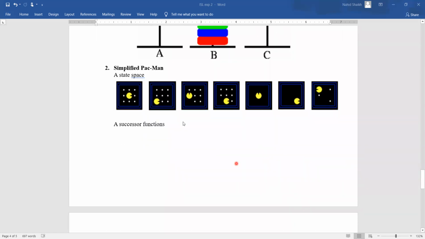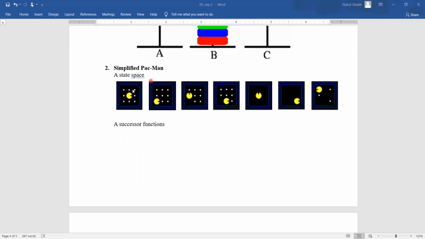Let's see the other example, which is a Pac-Man problem. This is a very simplified Pac-Man, where you have only one square in which there are dots available, which Pac-Man can eat. Suppose these are some of the examples of the possible states for the Pac-Man.